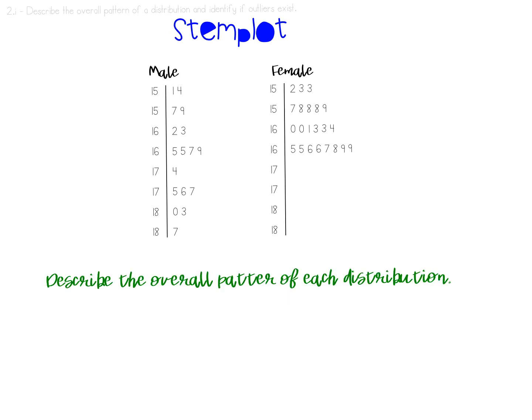Alright, so I'd like you to pause the video and describe the overall pattern of each distribution. So looking at males, what's the shape, center, spread, and are there any outliers? And same thing for the females.